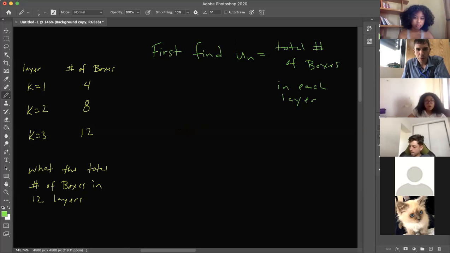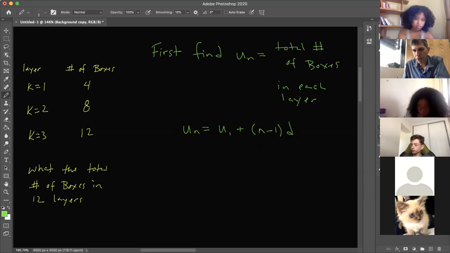So remember our formula for that? It was u_n equals u_1, in this case the number of boxes in the first layer, plus (n minus 1) times d, which is the common difference between the terms. So this tells us the number of boxes in each layer.